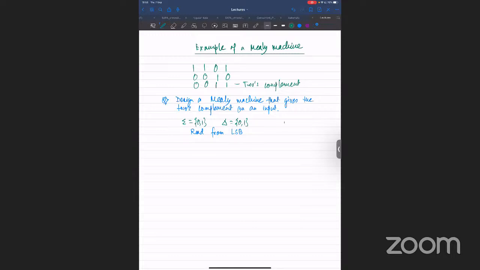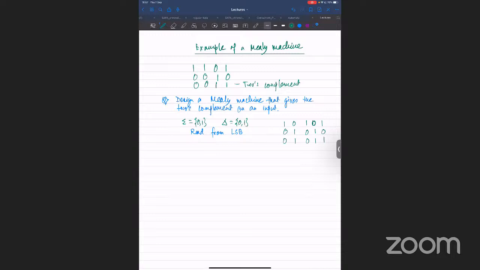Let's say 1011. So you have 0, 1, 0, 1, 0, and you have 0, 1. Right, so you are going to add 1. Now if you add 1, you get a 1 here, 0, and 1, 0.